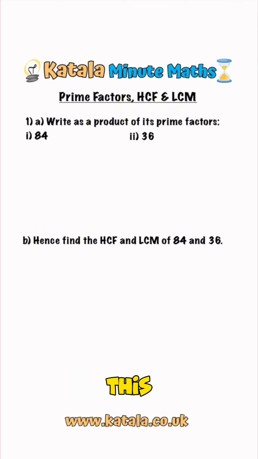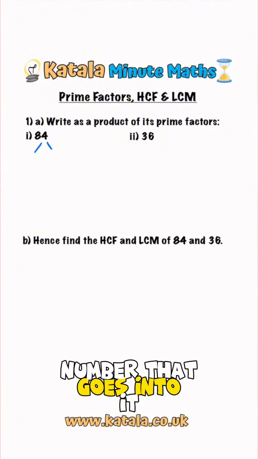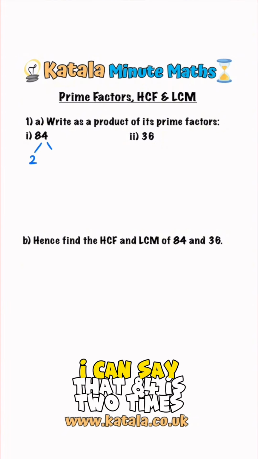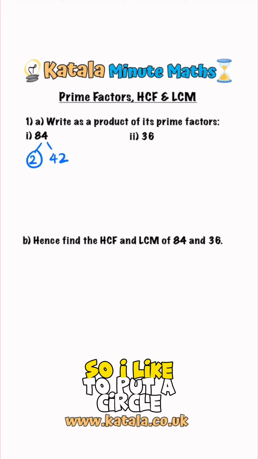Now the way in which we're going to do this is we're going to break them down into their prime factor trees. So with 84, it doesn't matter how we break it up, we just need to spot a number that goes into it. I'm going to start off with 2. I can say that 84 is 2 times by 42. Since 2 is prime, that's a dead end, so I like to put a circle around it.